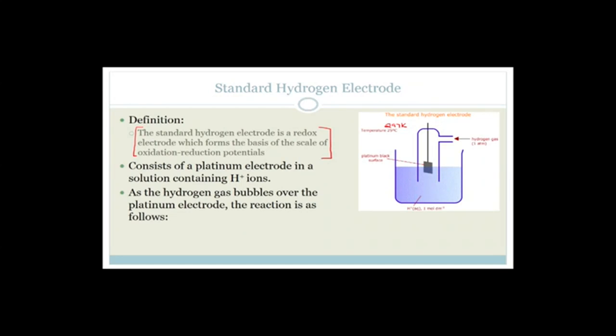So as the hydrogen gas bubbles over the platinum electrode, the following reaction occurs. The hydrogen gas breaks up, two hydrogen ions and two electrons are given off and they go up through the wire. But that's if it's connected one way. The other way that could have happened is that the electrons could come down here and cause the hydrogen ions to be attracted to the piece of metal, form hydrogen, and then the hydrogen would bubble up through there.